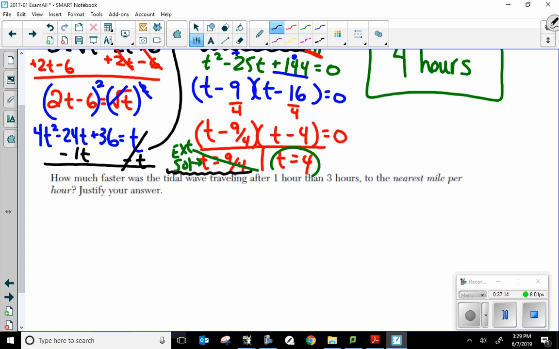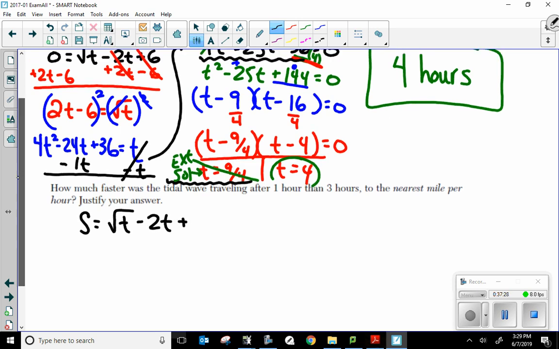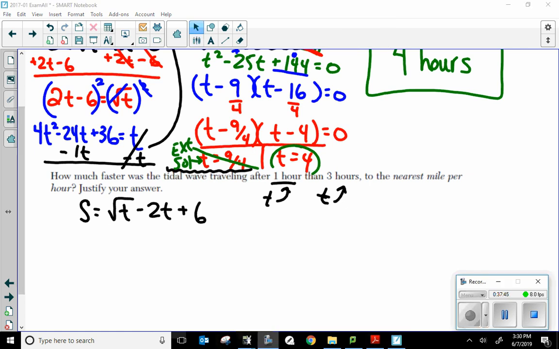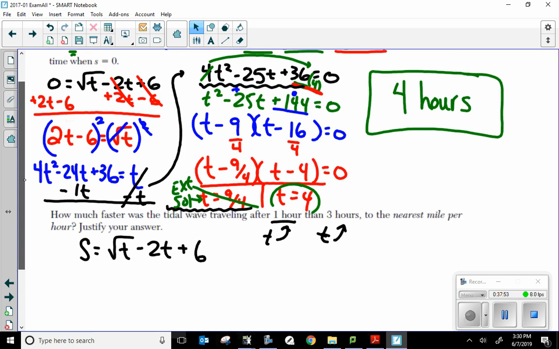How much faster was the tidal wave traveling after 1 hour than 3 hours, to the nearest mile per hour? The speed is calculated by taking the square root of t minus 2t plus, is it 6? Yeah, plus 6. This gives you the speed. When time is 1 hour, versus when time is 3 hours, you need to plug those in, okay? There is only one area where I think they're trying to trick you here, but that's really just you reading the problem, and I will tell you in 1 minute.